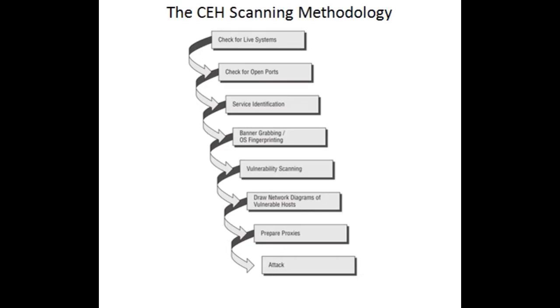A ping sweep is also known as Internet Control Message Protocol scanning, as ICMP is the protocol used by the ping command. ICMP scanning or a ping sweep is the process of sending an ICMP request or ping to all hosts on the network to determine which ones are up and responding to pings.